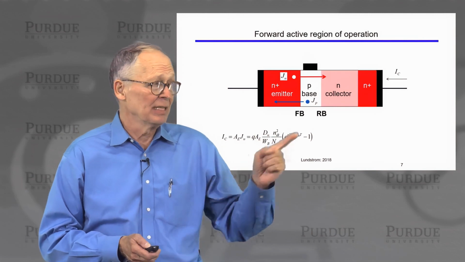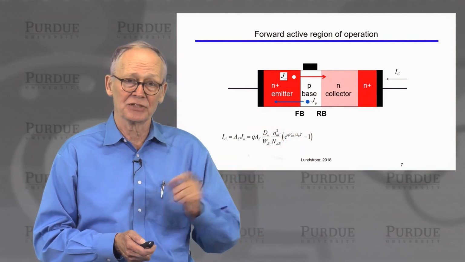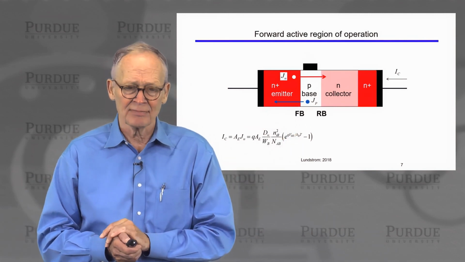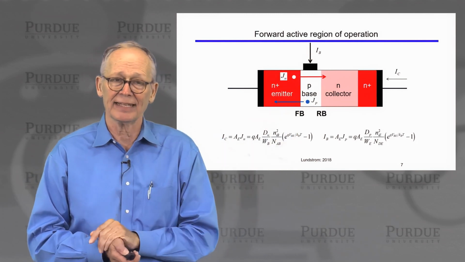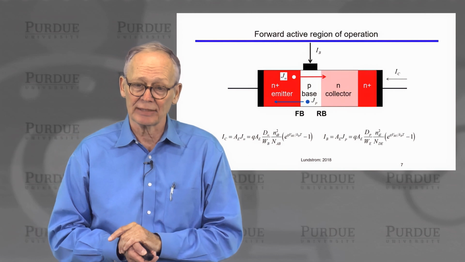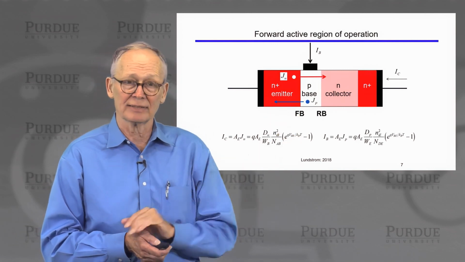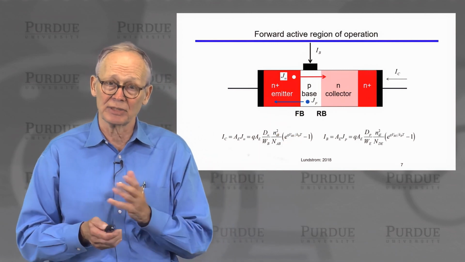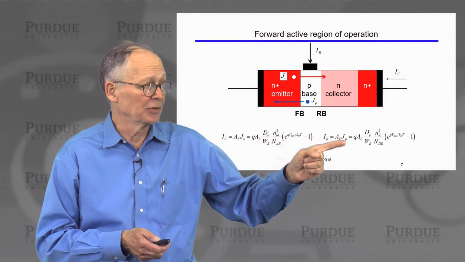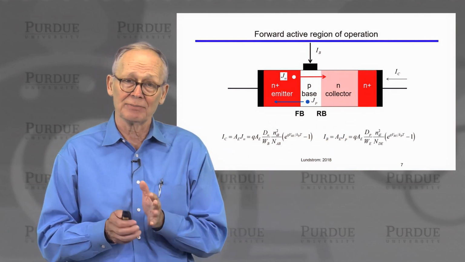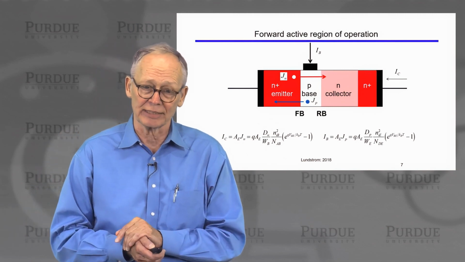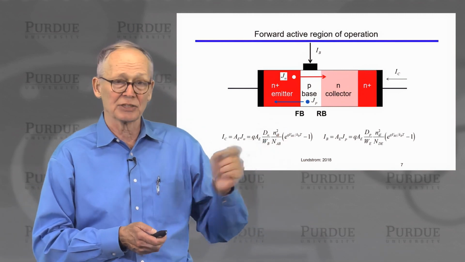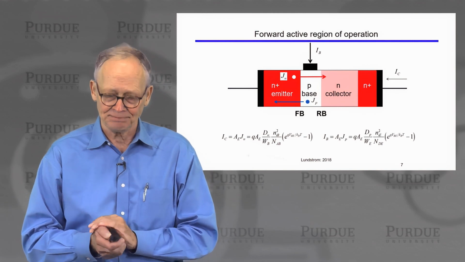Now, at the same time, we have these holes being injected from the base into the emitter. The holes have to be replenished. Holes have to flow in the base contact. That gives us a base current. And again, the base current is given by this simple expression that we developed earlier for the hole current density multiplied by the area of the emitter-base junction, which is where the injection is occurring. So we have these simple expressions for the collector and base current.